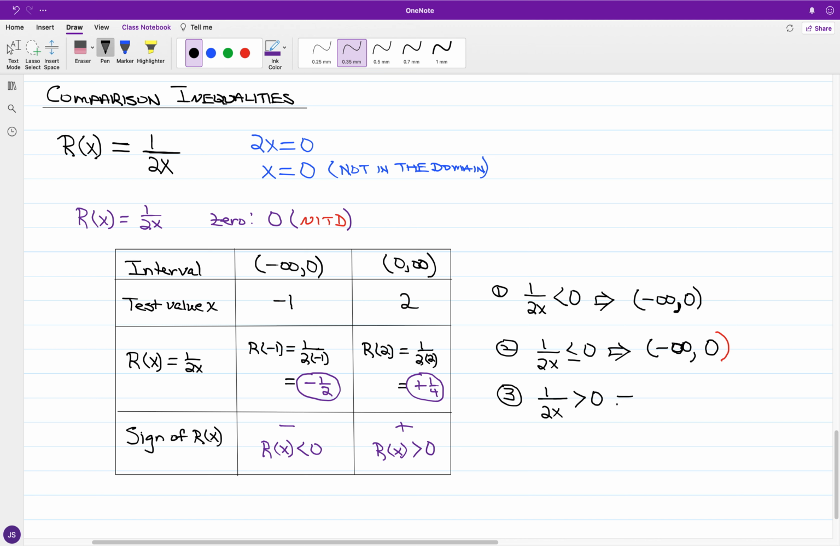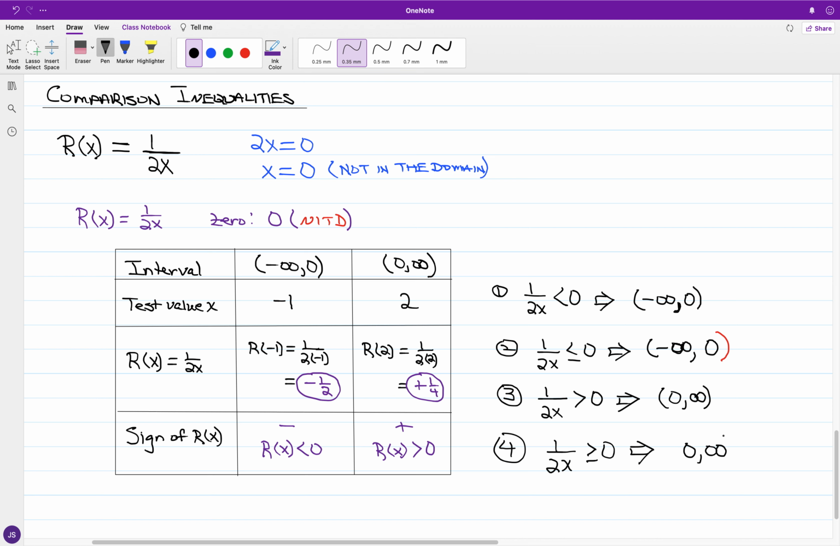Now for 1 over 2x is greater than 0. When x is positive, the rational expression is positive. And then for 1 over 2x is greater than or equal to 0, again you have the same direction as r of x is greater than 0. So you're still involving 0 and infinity.